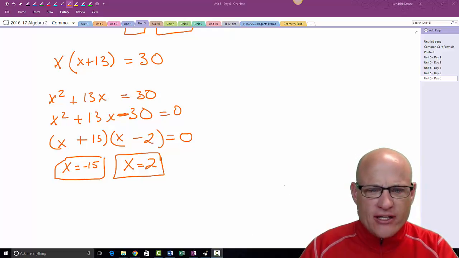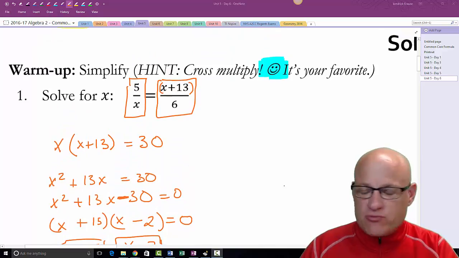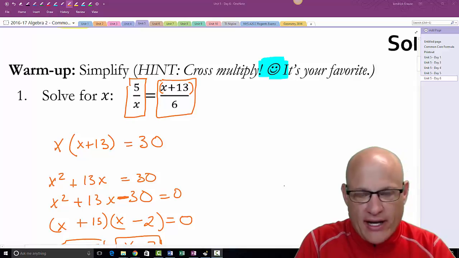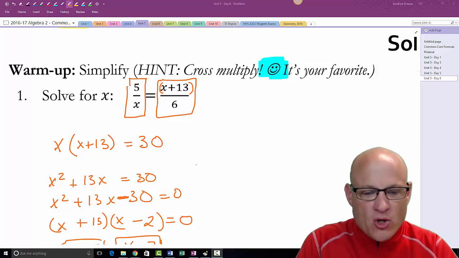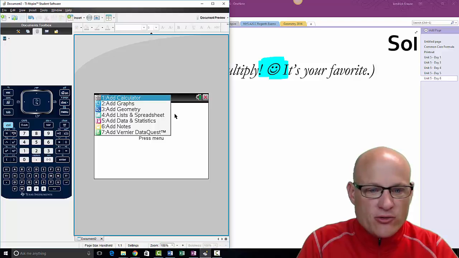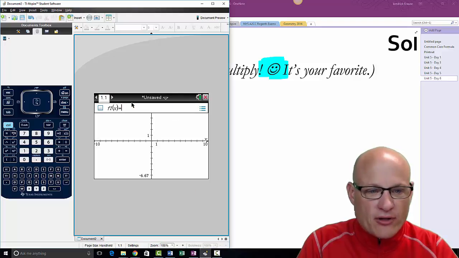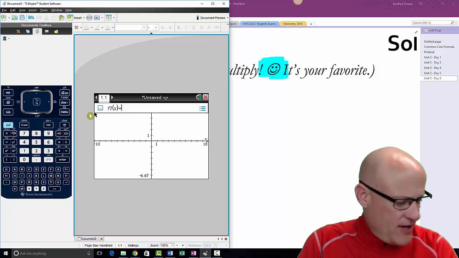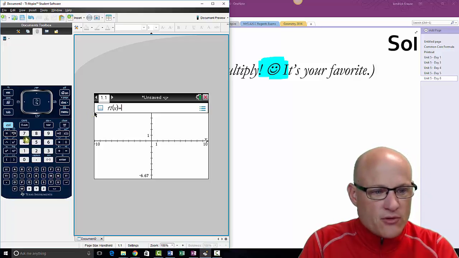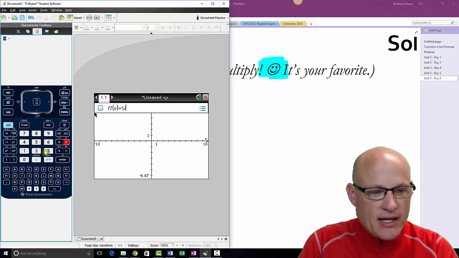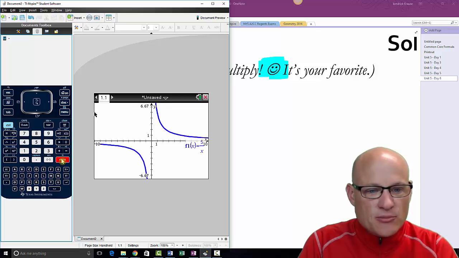What we're going to do is a very simple way to use your graphing calculator to see if you got the right answer. We're going to come over to our calculator. It's right here. We're going to enter a new document, new graphs. We're going to just do it graphically. We're going to call one of them 5 over x. So 5 divided by x. Puts it in there nice.